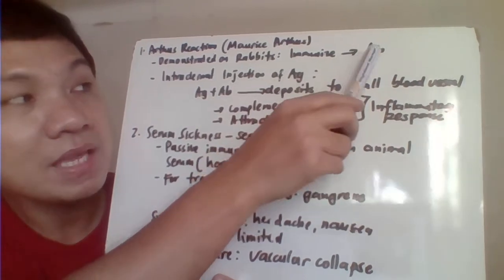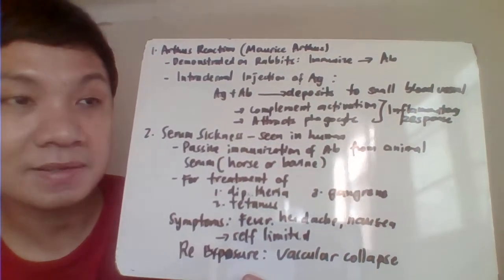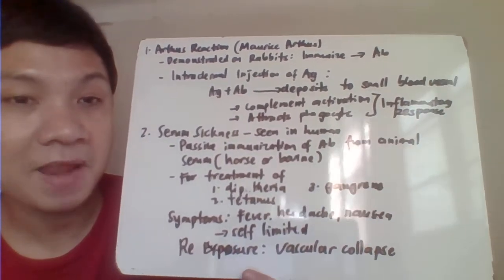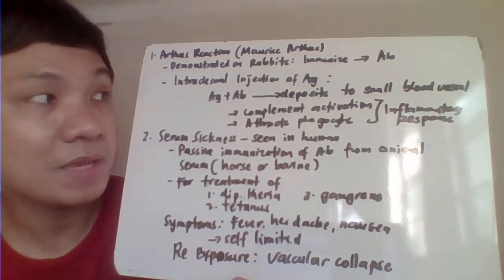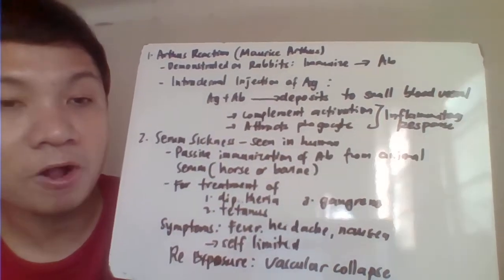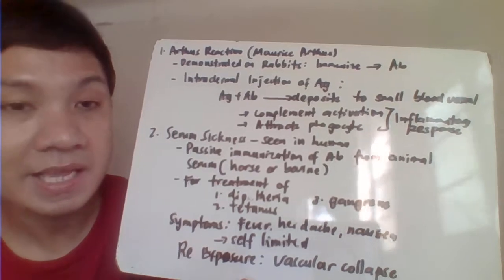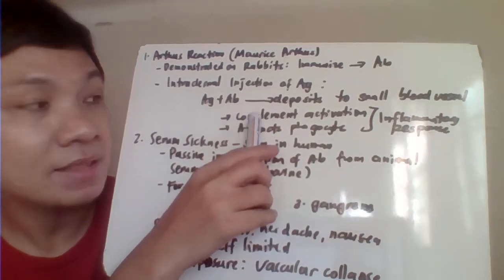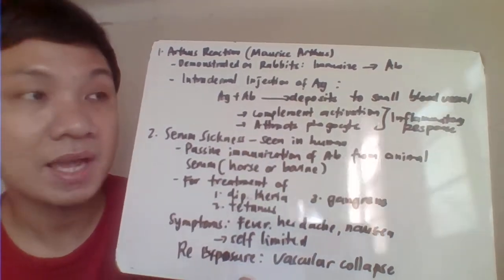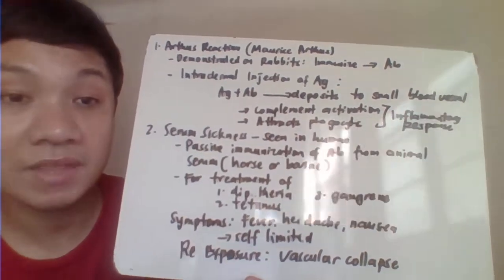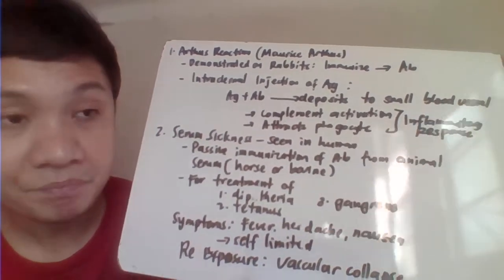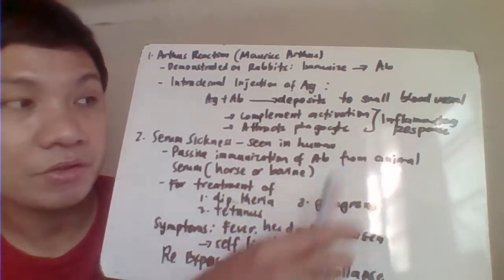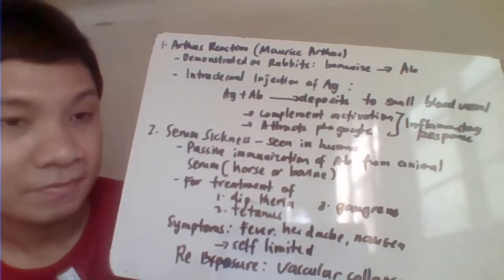So they try to meet, they form an immune complex, antigen-antibody complex, and that antigen-antibody complex will be deposited here in the small blood vessel, triggering the activation of your complement, and of course the phagocytes towards the small blood vessels because you have that immune complex in that area, and eventually resulting in your inflammatory response.